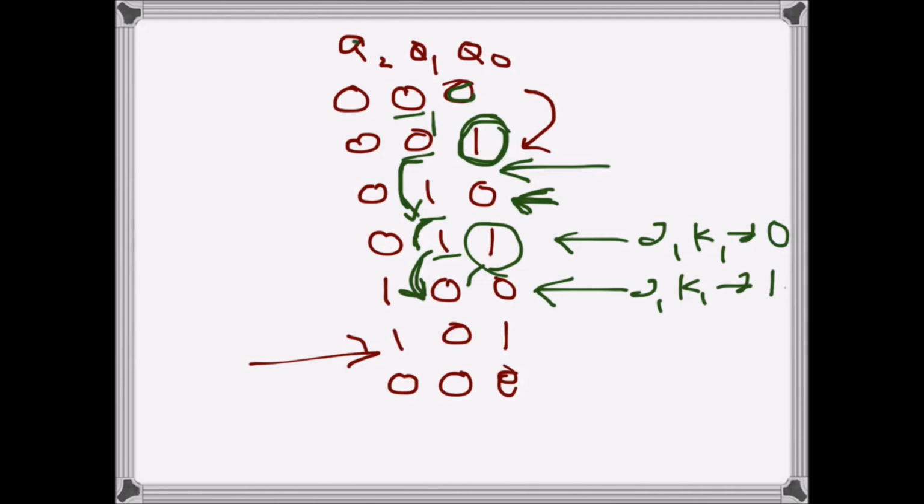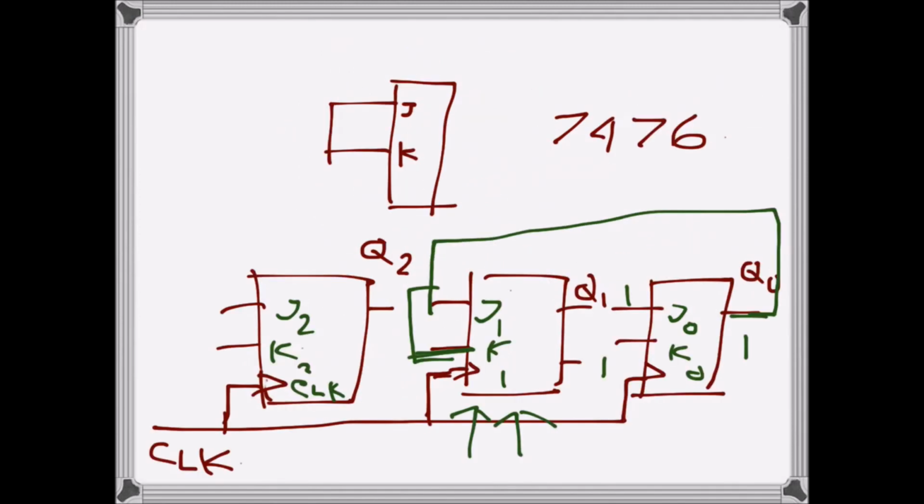Finally we need to look at what is Q2. Now Q2 is not changing up to here, it's toggling only here, and that is happening when both Q1 and Q0 are 1. So what we should do, we should connect Q0 and Q1, AND them and connect them as an input here.